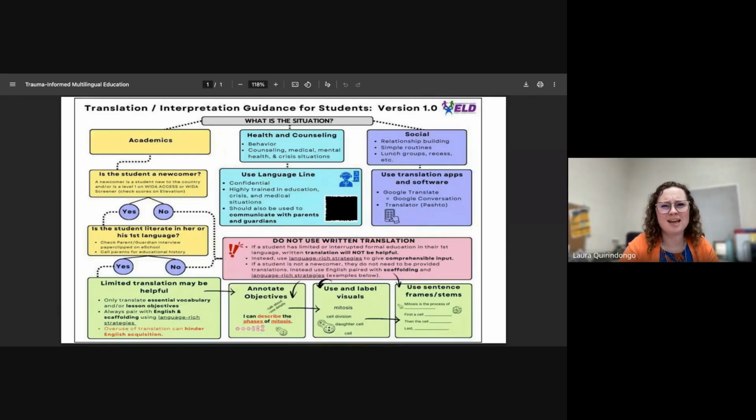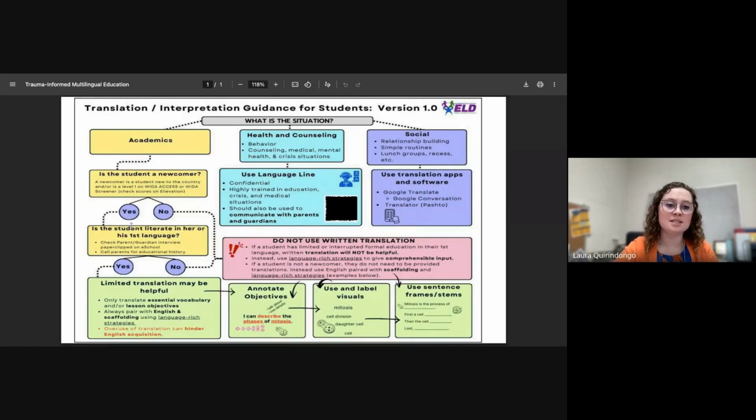Now, what about academics? When we're looking at academics, the first question we need to ask is, is the student a newcomer? A newcomer is a student who just recently moved to the country and/or is at a level 1 on the WIDA Access or the WIDA Screener. You can check that score on their ILP, and you'll be able to see what their overall WIDA score is.